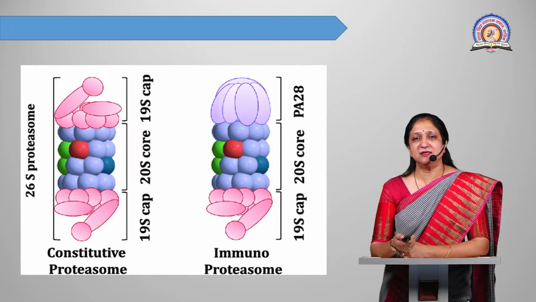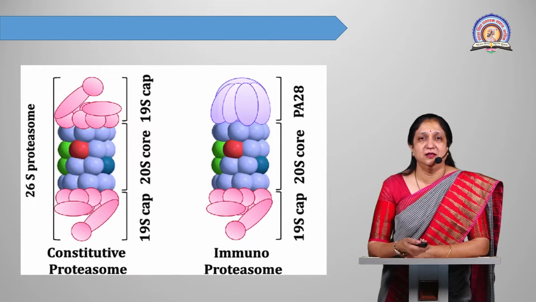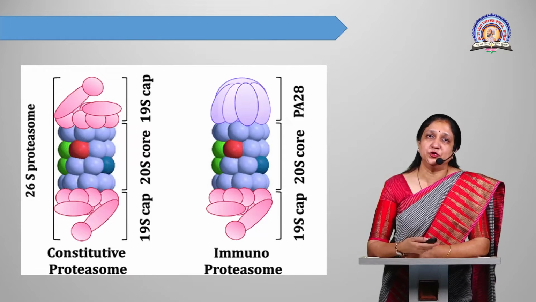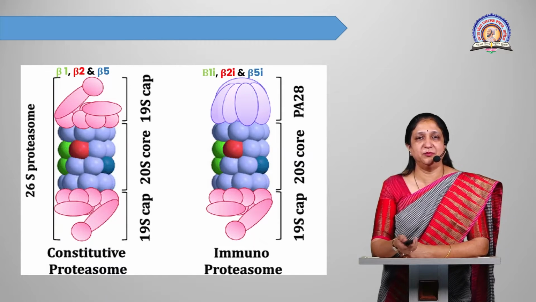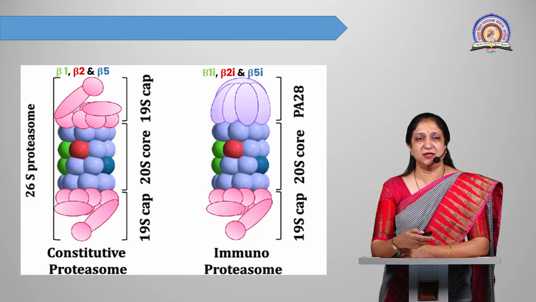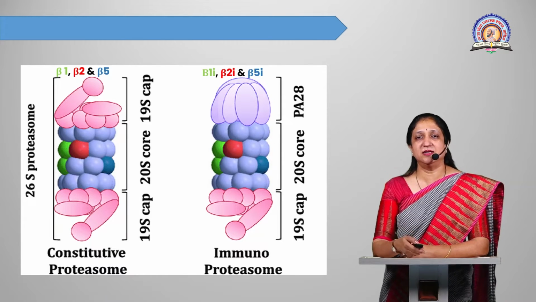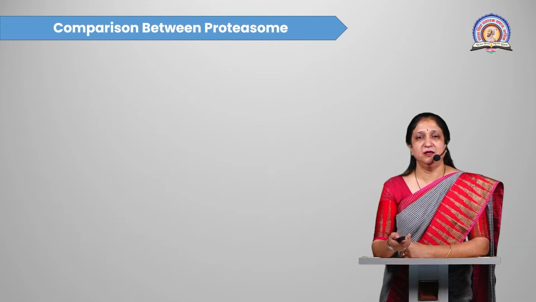Right? And therefore, there is a slight difference between the proteasome which is functional in the immune conditions, as well as the proteasome that is functional under the normal conditions. The subunits of the immunoproteasome, beta 1, beta 2, beta 5, are the catalytic subunits. The green ones are the beta 1 subunits, the red one is the beta 2 subunit, and the dark blue one is the beta 5 subunit. And these are the immunovariants of the subunits present in the immunoproteasome.